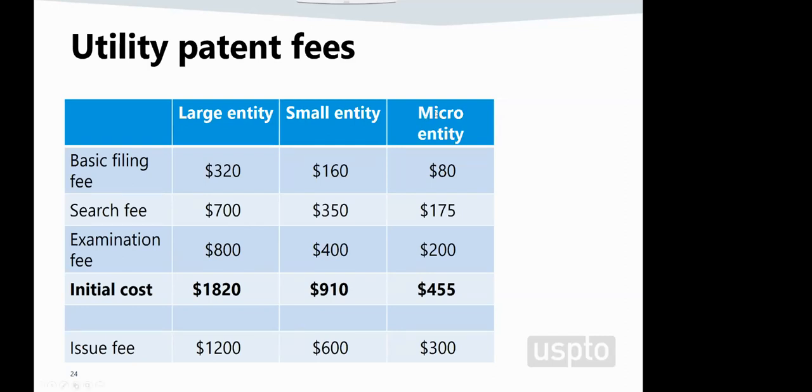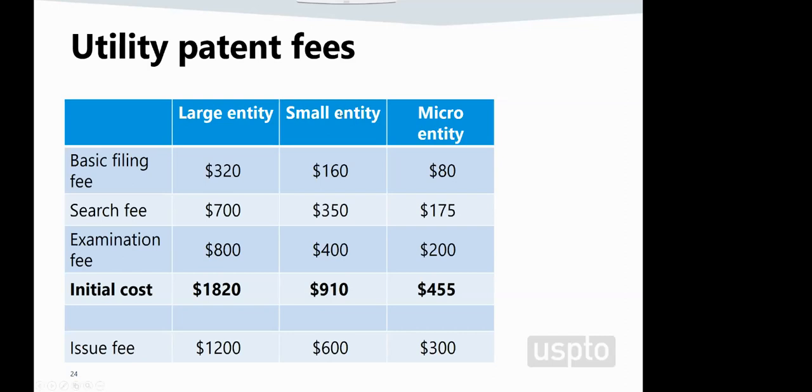So if you're what we call a micro entity, essentially a small business that hasn't filed a lot of patent applications in the past, and your income is under a certain threshold, you may qualify for micro entity status, which is a substantial discount on all patent filing fees across the board.